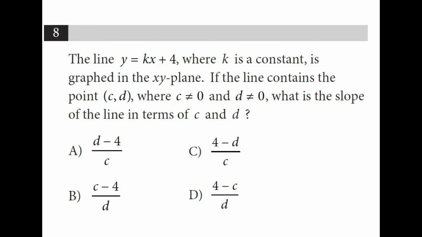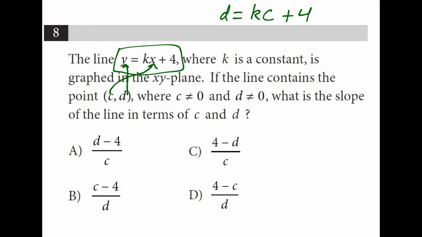So they give us a linear equation, and they tell us that the line contains the point (C, D). So I'm going to plug in C for x and D for y. So I have D is equal to KC plus 4. And they ask, what is the slope of the line in terms of C and D?